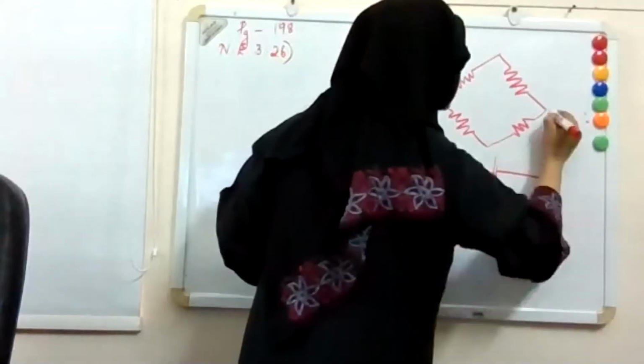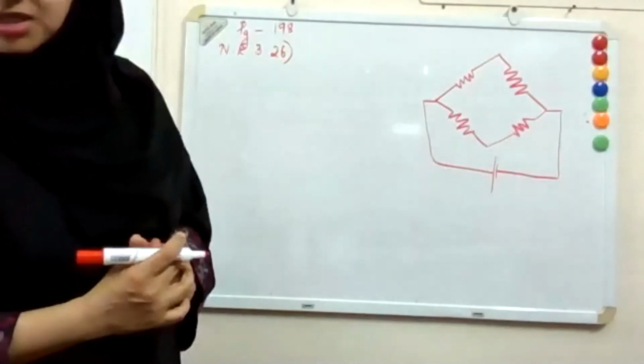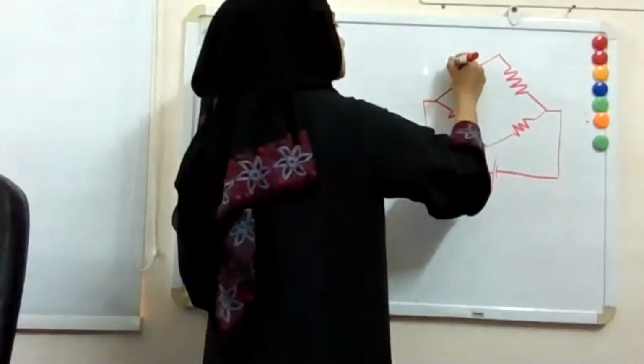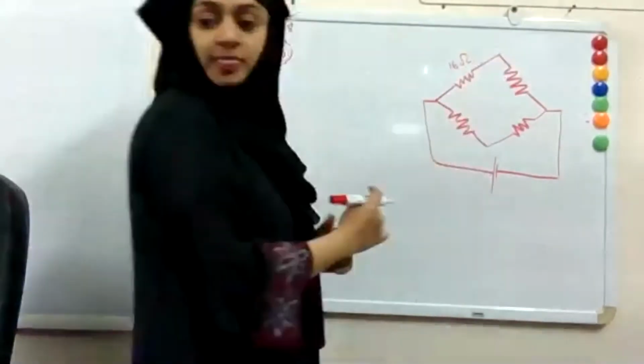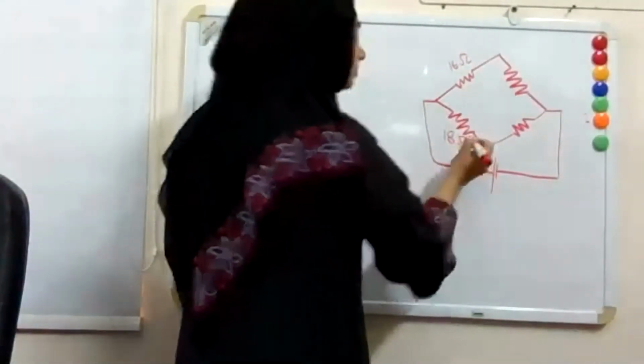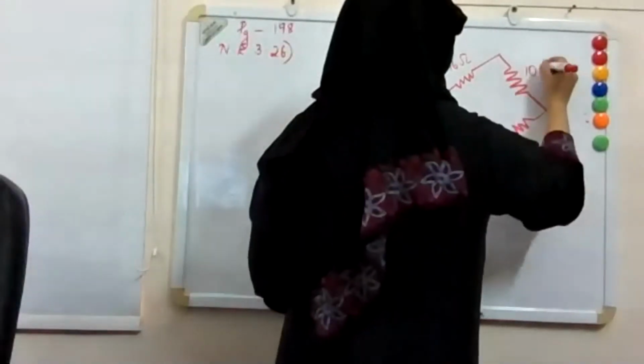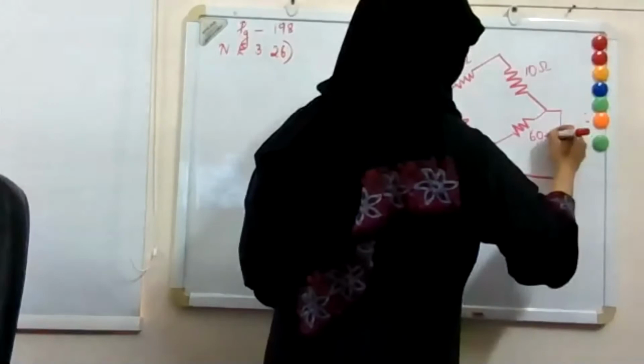So we can assume there is a Wheatstone's bridge, and they have given in the question 16 ohm, then 18 ohm, then 10 ohm and 60 ohm.